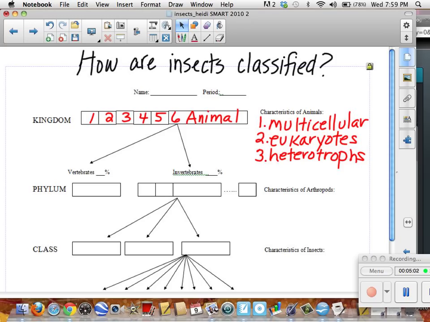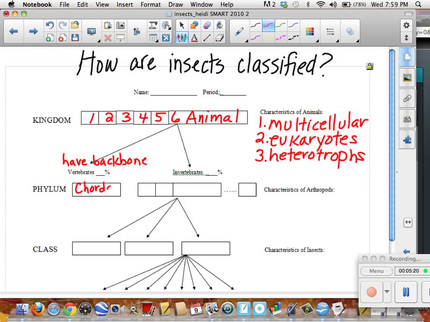So animals that are vertebrates we're going to remind ourselves, those are animals that have a backbone. So let's just simply write have backbone here. And animals that have a backbone are all in the same phylum, and that phylum is Chordata. So write Chordata. And then all the other animals in the animal kingdom are invertebrates. So we can say they have no backbone.